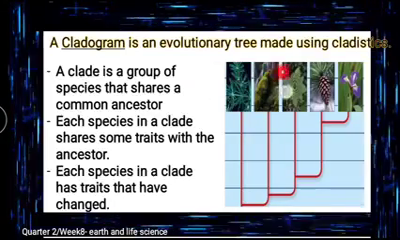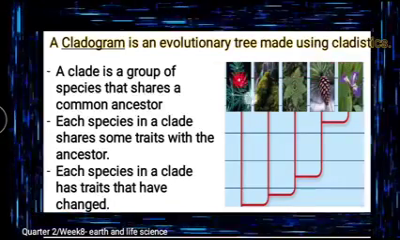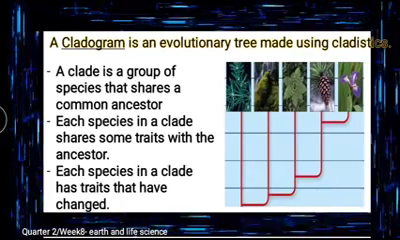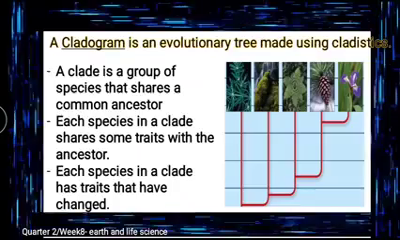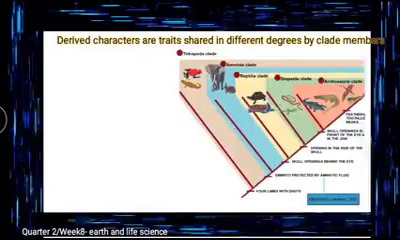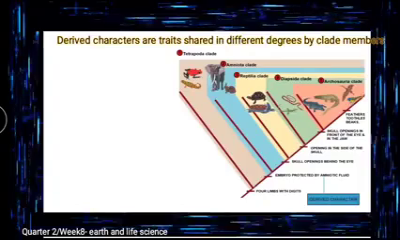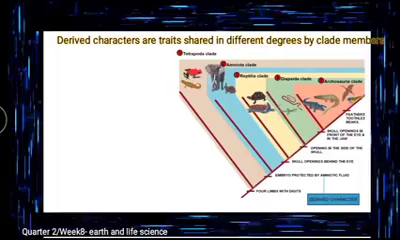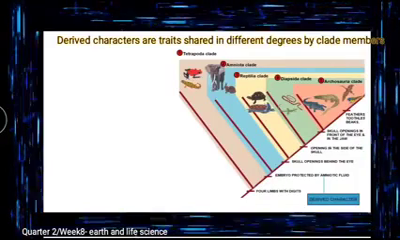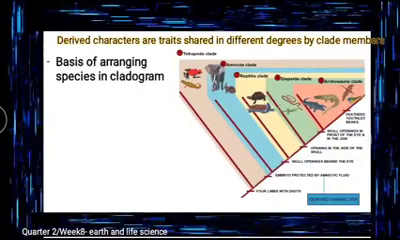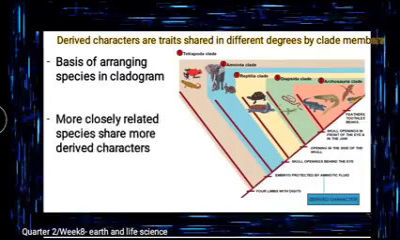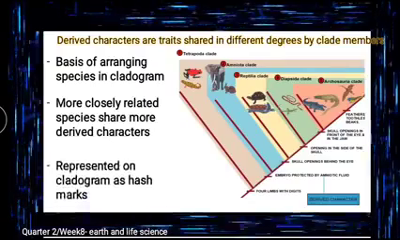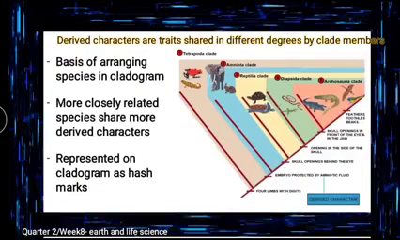And there are evolutionary changes as time goes by. So that is a cladogram. We also have this one. Derived characters are traits shared in different degrees by clade members. So, the basis of arranging species in a cladogram: more closely related species share more derived characters, represented on the cladogram as hash marks.